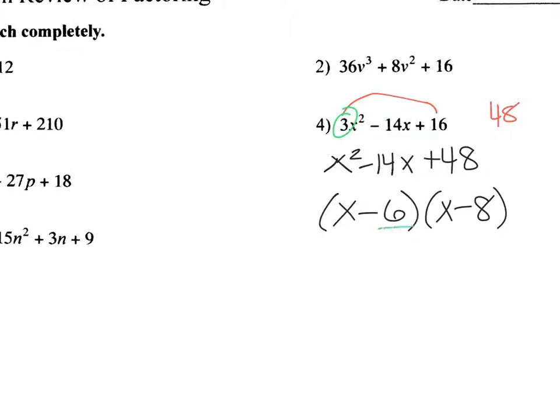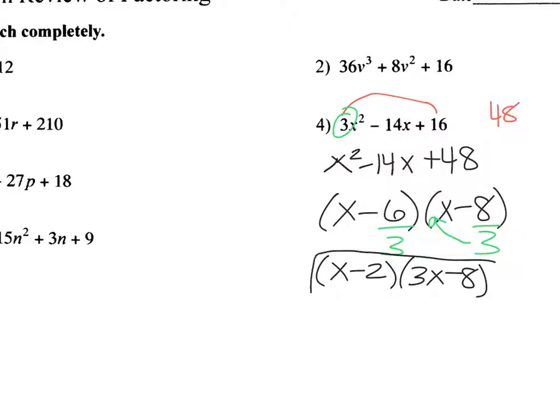3 will go into 6, but 3 won't go into 8. So remember, if it won't go into it, it goes to the front. So this now becomes x minus 2, and that becomes 3x minus 8. And then there are our 2 factors. Okay.